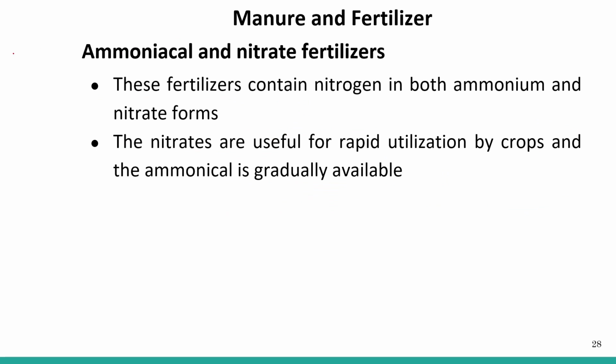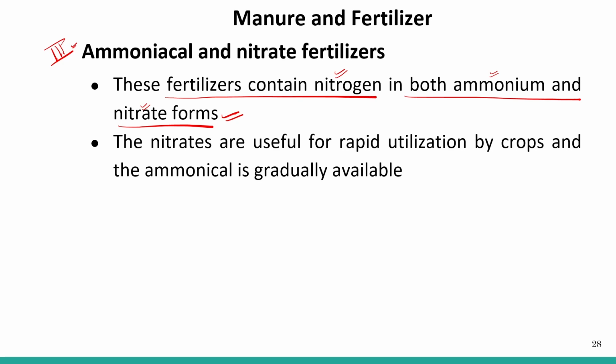Ammoniacal and nitrate fertilizer. So this is the third type of fertilizer, ammoniacal and nitrate fertilizer. These fertilizers contain nitrogen in both ammonium and nitrate forms, right? So nitrogen is present in the form of ammonium as well as in the nitrate form. Earlier we have seen that if the nitrogen is present in the form of ammonium, it is ammoniacal fertilizer. If the nitrogen is available in the form of nitrate, then it is a nitrate fertilizer. But here both types are present.